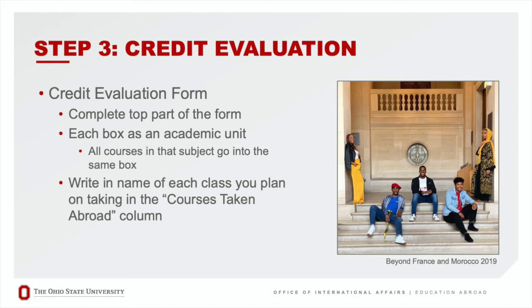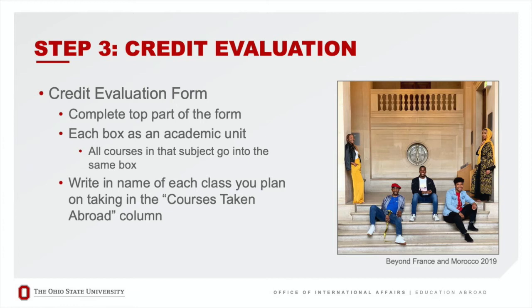On the front is a condensed version of these instructions, and on the back is the actual form that you will complete. Complete the top part of the form. Then think of each box as an academic unit. So for example, all of your sociology courses will go in the first box, and all of your math courses will go in the second box.